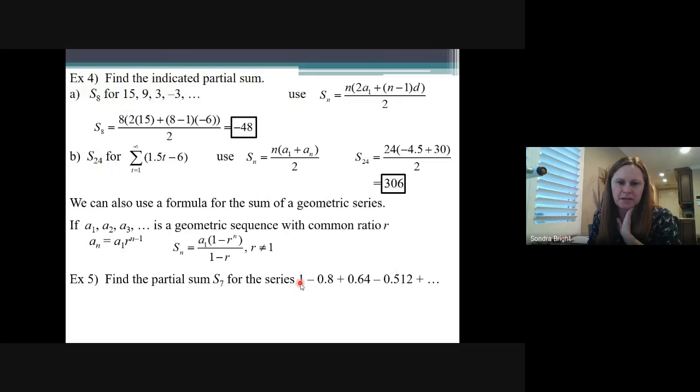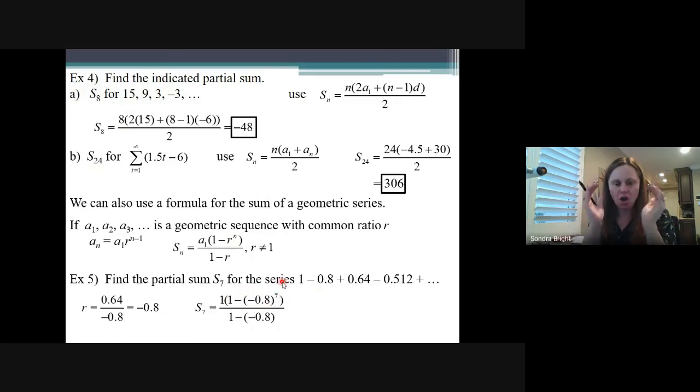Well, it looks like 1 times negative 0.8 would give me that. Let's double check it. Is negative 0.8 times negative 0.8 a positive 0.64? It is, and if it's not obvious, you can divide consecutive terms. 0.64 divided by negative 0.8 gives you negative 0.8. All right, plugging it in. 7th partial sum, so your n is 7. First term was 1, so that's where that goes. 1 minus r to the n, so 1 minus, be very careful, it's r, put parentheses around it, to the nth power.